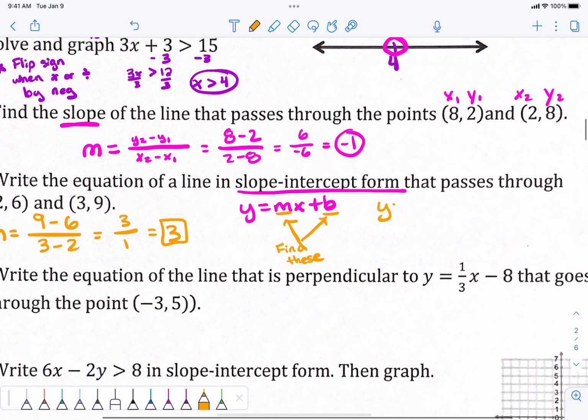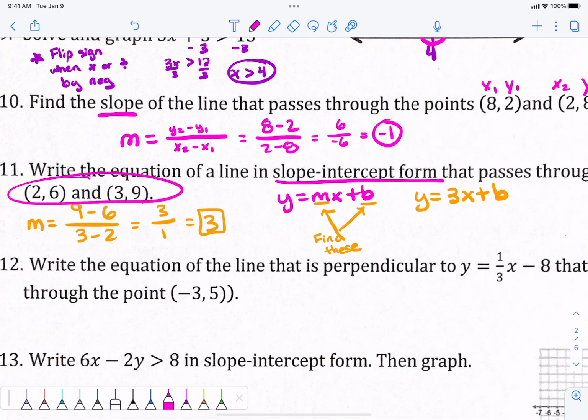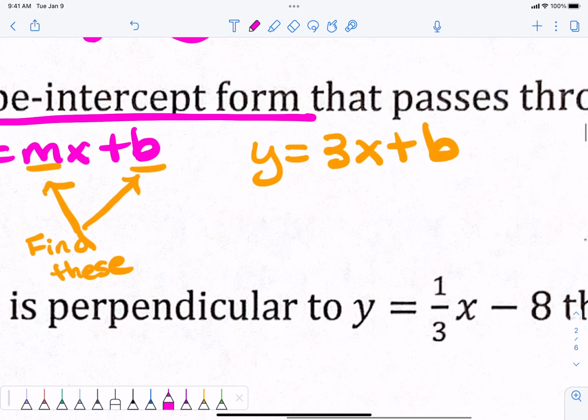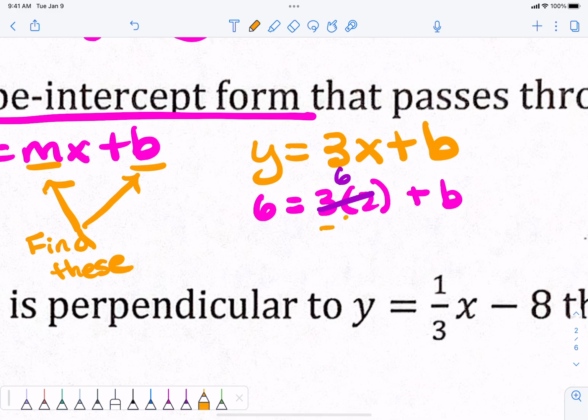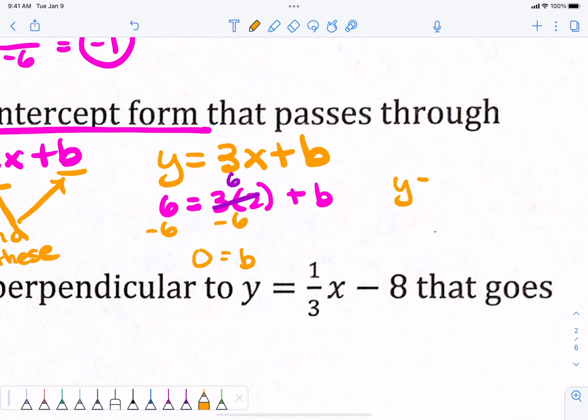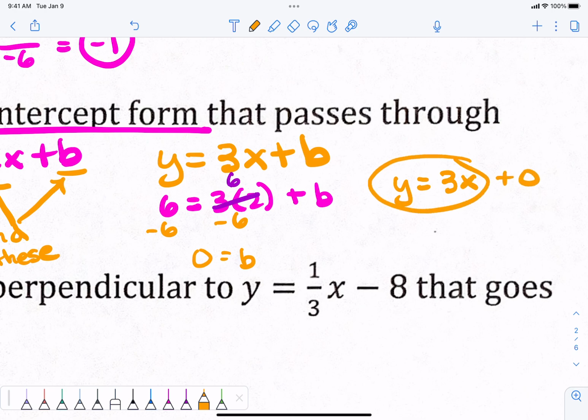Now we go over and we have y equals 3x plus b. And how do you find the b now? We have to plug in one of these points. Which one would you like to do? 2, 6, or 3, 9? 2, 6. Let's do 2, 6. So the 6 goes in for the y, and the 2 goes in for the x. 3 times 2 is going to be 6, and then we subtract the 6 over. So b equals 0. And so we have y equals 3x plus 0, or you could just do y equals 3x because the plus 0 is not doing anything.